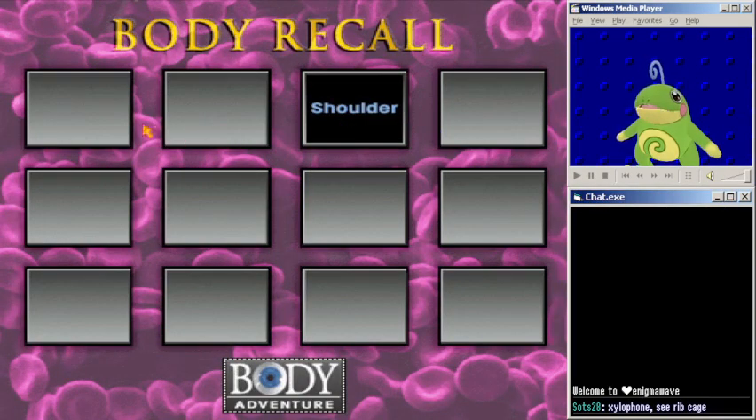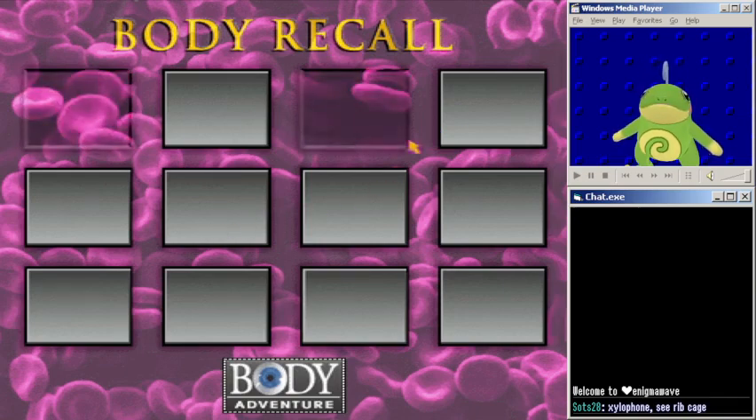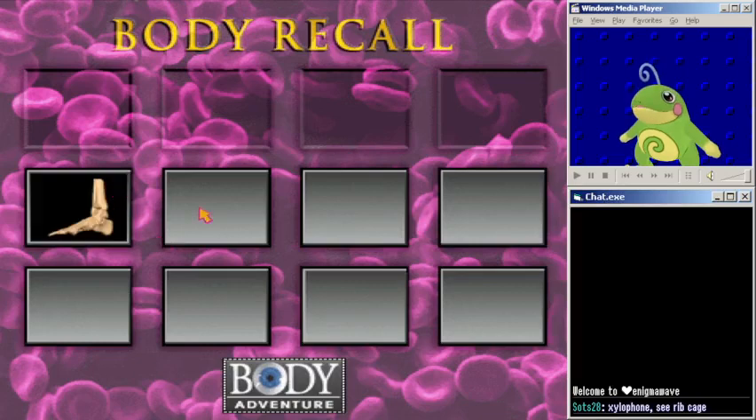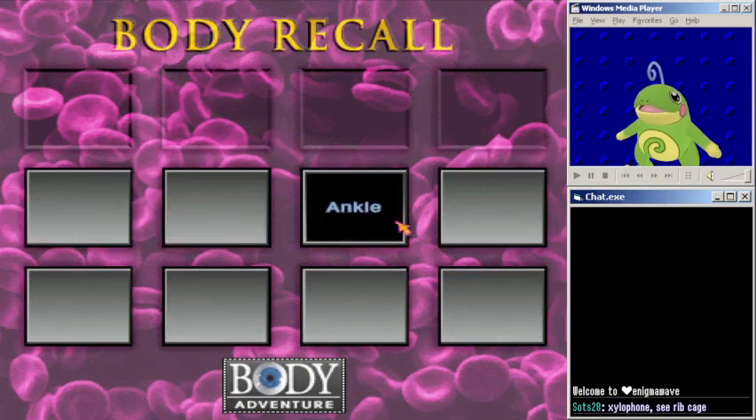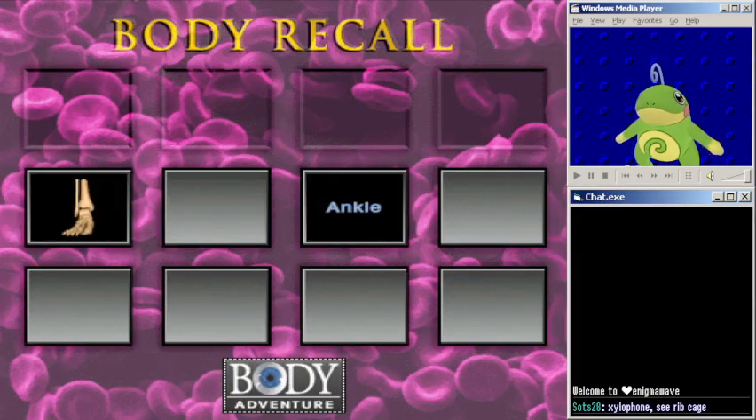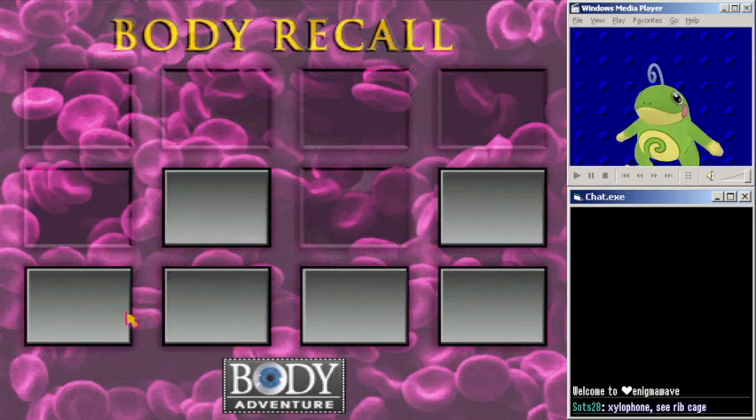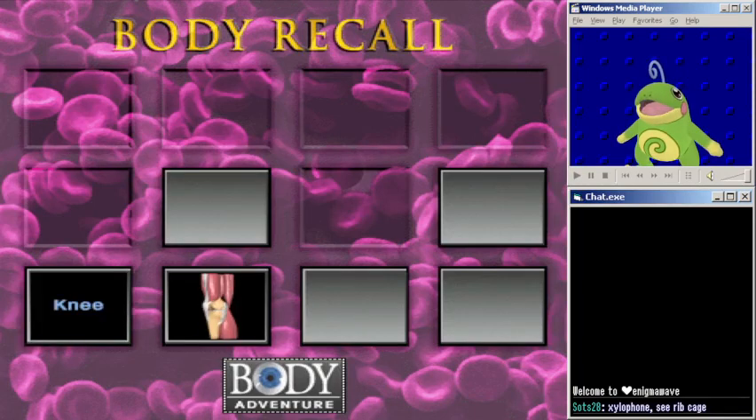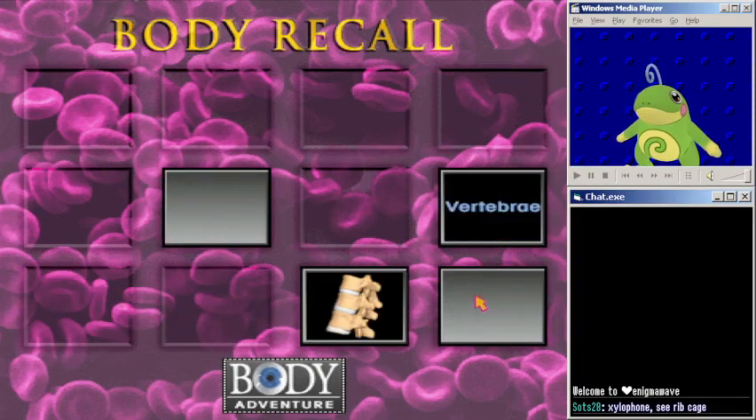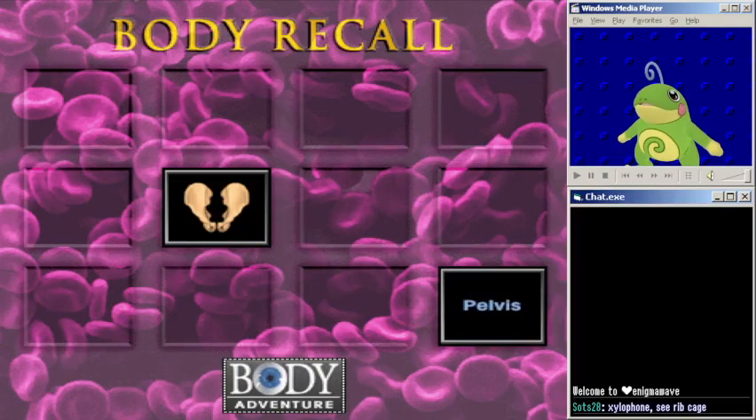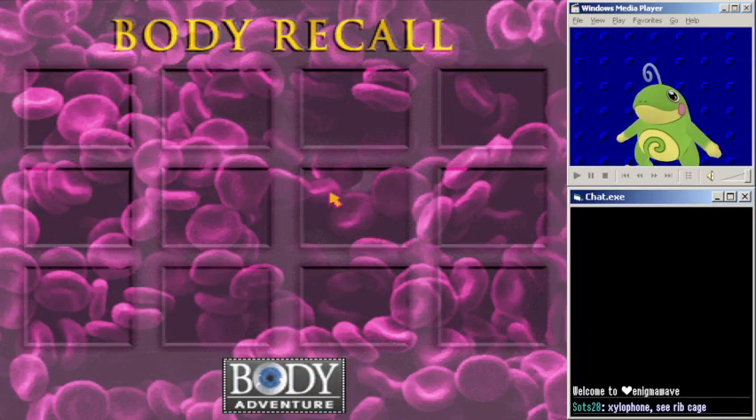Shoulder, elbow. Shoulder. Elbow. Okay. Making it easy for me. Ankle. Pelvis. Ankle. Vertebrae. Knee. Okay. Knee right next to knee. Vertebrae to vertebrae. Pelvis to pelvis. Well done.